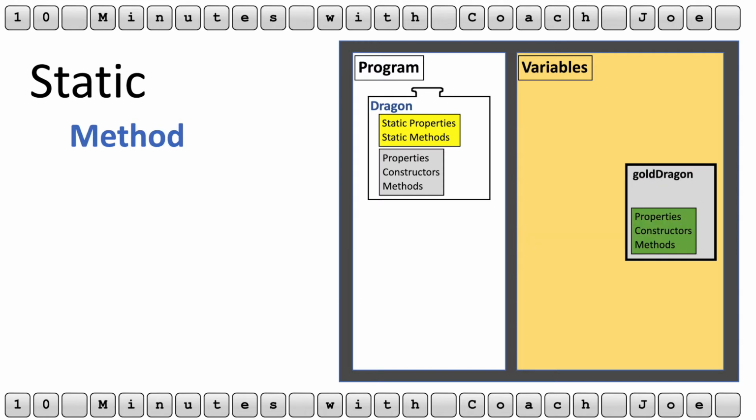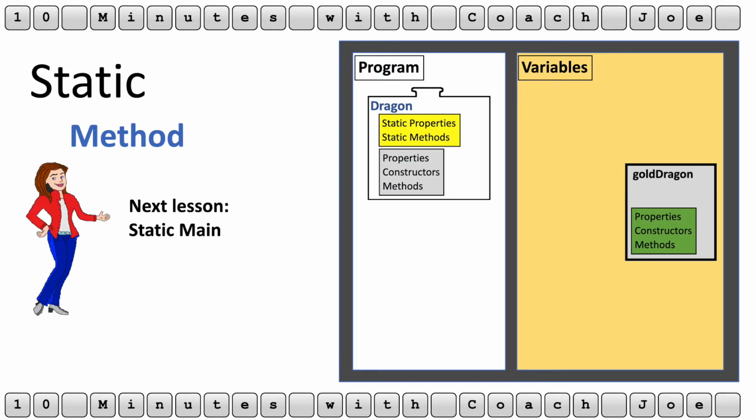The static method is similar to an instance method. Again, the static method lives here, and the non-static instance method lives here. The most popular static method is main and will be covered in the next lesson.